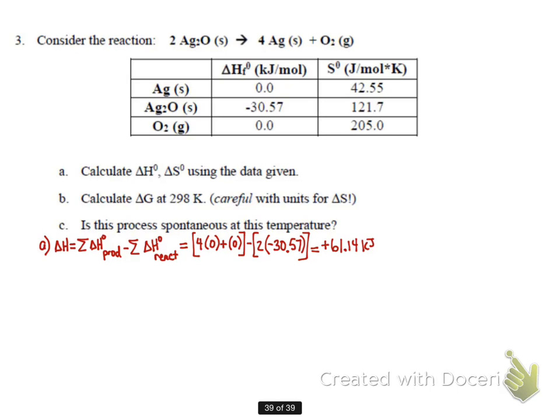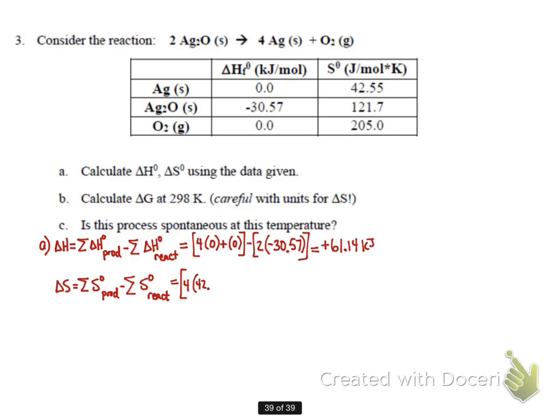So to calculate delta H, just like we did before, it's going to be the sum of the delta H's of all the products minus the sum of the delta H's of all the reactants. It's going to be 4 times 0 plus 0, which is going to all add up to be 0, minus 2 times negative 30. Be careful with signs. This is overall going to be positive, so it's plus 61.14 kilojoules.